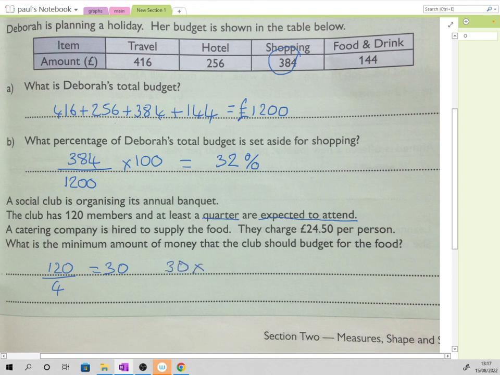So you've got 30 times £24.50 is 735. That's a minimum spend. You'd hope that the members would reply to their invitation, wouldn't you? It's no good spending that much and nearly all of them turn up. But that's the answer to that question, 735.